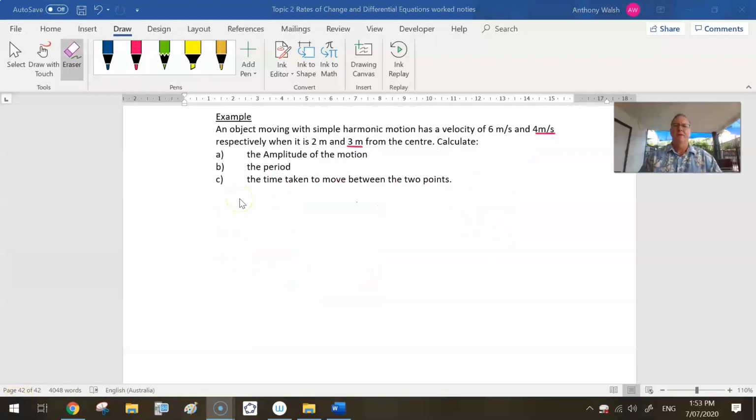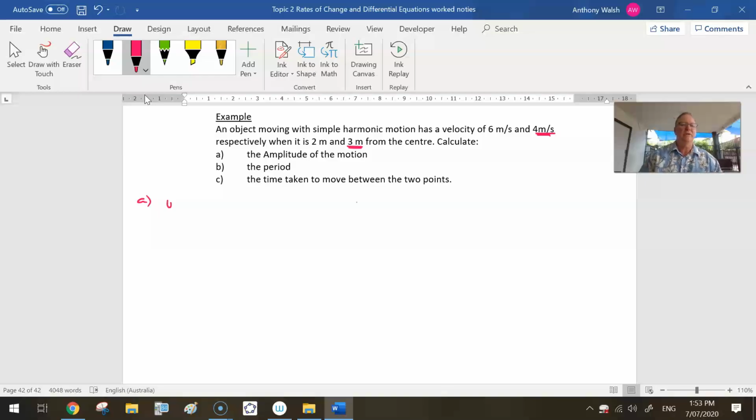Two objects are moving with simple harmonic motion at a velocity of 6 meters per second and 4 meters per second, respectively, when it is 2 meters and 3 meters from the center. So, the further it is away from the center, 3 meters, it appears to be slower, which we know would be the case because by the time it gets to its amplitude, A, that total distance away from the center, its velocity was supposed to be equal to 0. So further away it is from the center, slower the object will be moving. Find the amplitude of the motion.